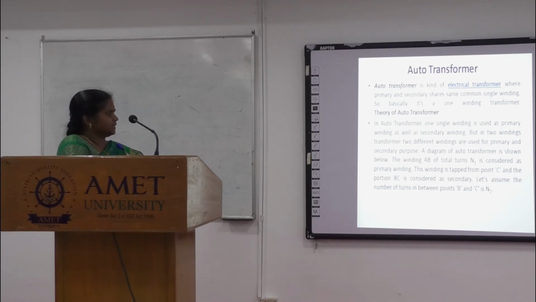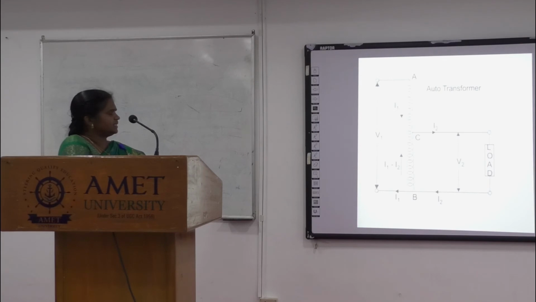This is the diagram of the auto transformer. Here, AB acts as the primary. This is the input supply, and this one winding is used here. V1 is the input supply and I1 is the input current. This AB acts as the primary. The number of turns in the primary can be taken as N1. Here the tapping is provided at point C.